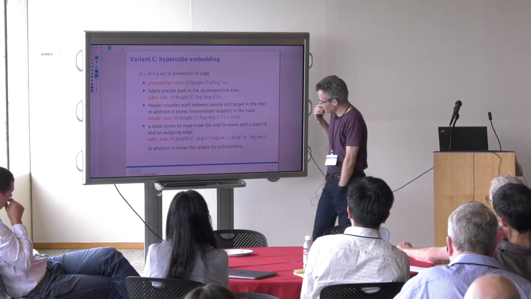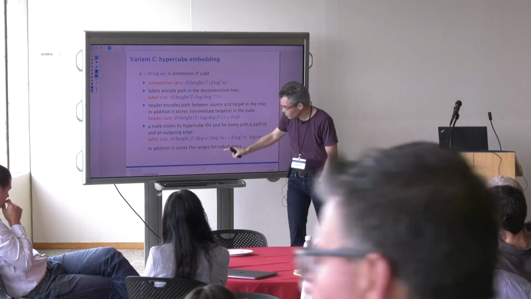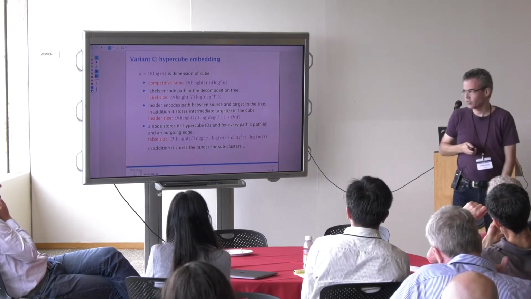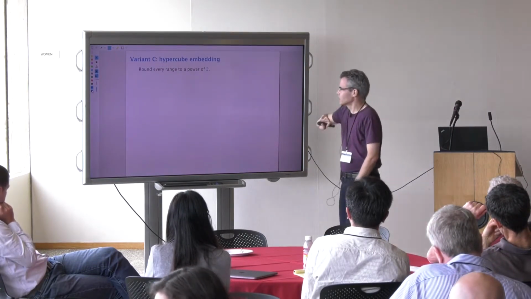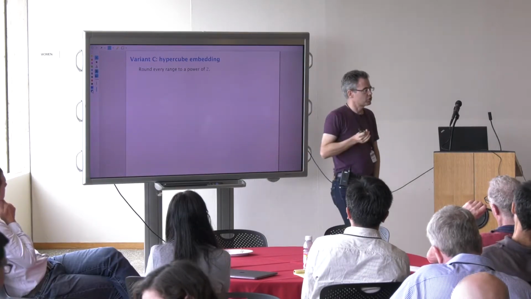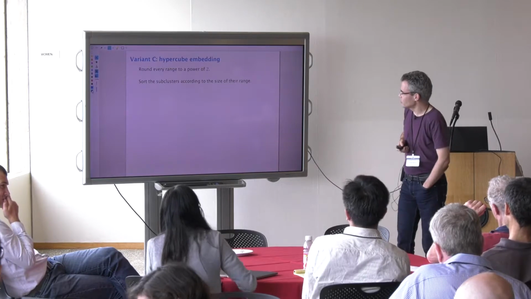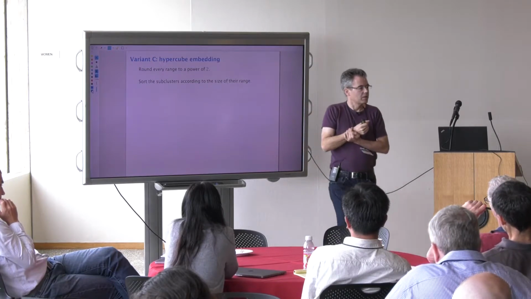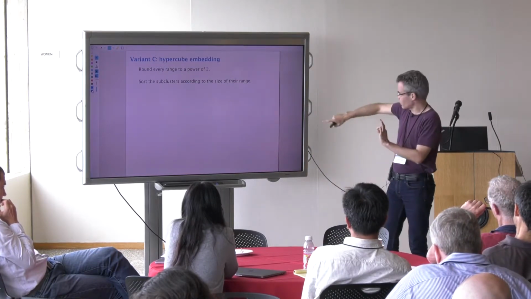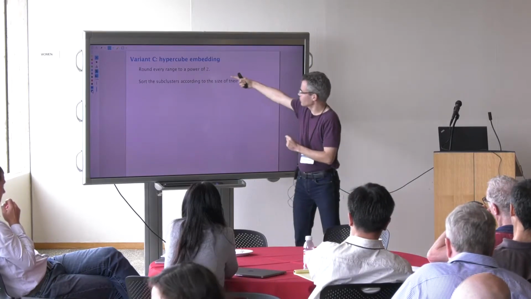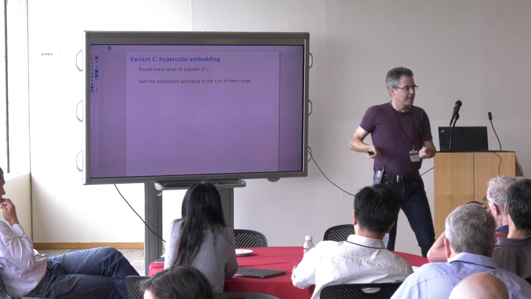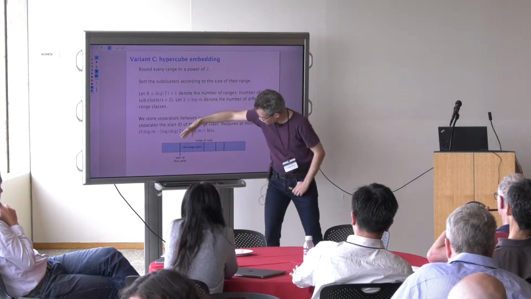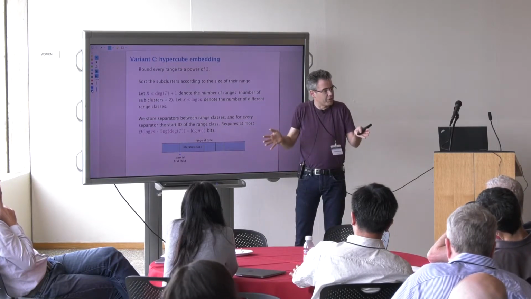Now, one thing that I also have to store is the ranges of the subclusters. And this I can also do efficiently. If I want to store the ranges of the subclusters, I round all these ranges to a power of 2. And now I sort the subclusters according to the size of the range. So now I have range classes. Everything is rounded to a power of 2. And this is the range of the whole cube, the whole number of IDs that I have.